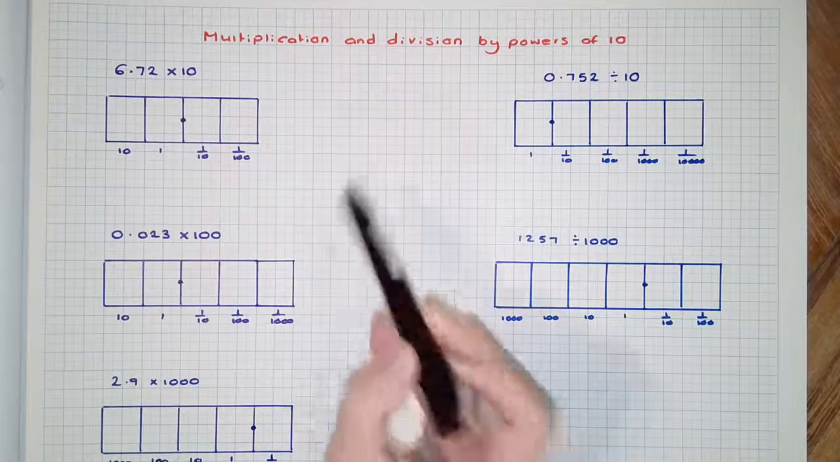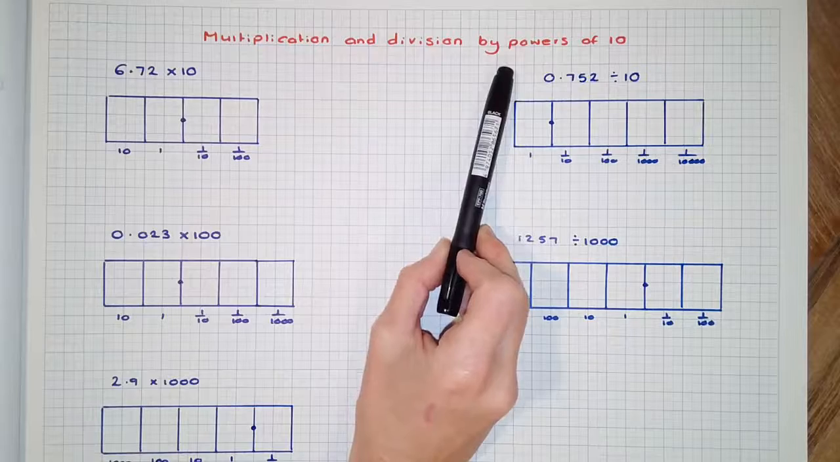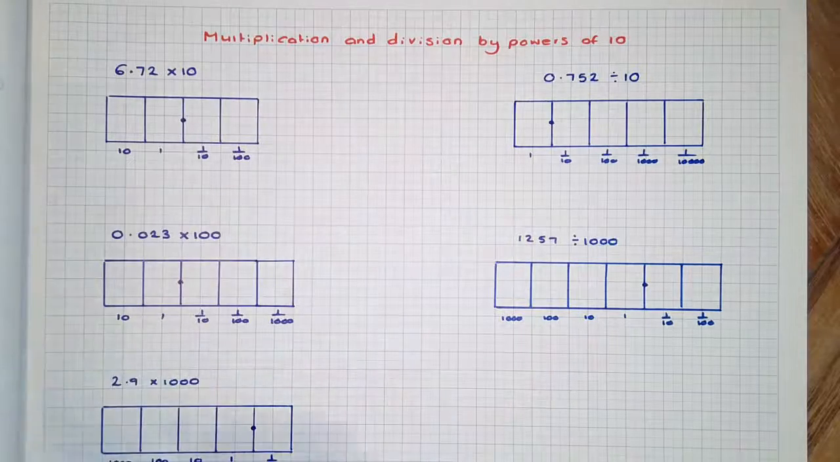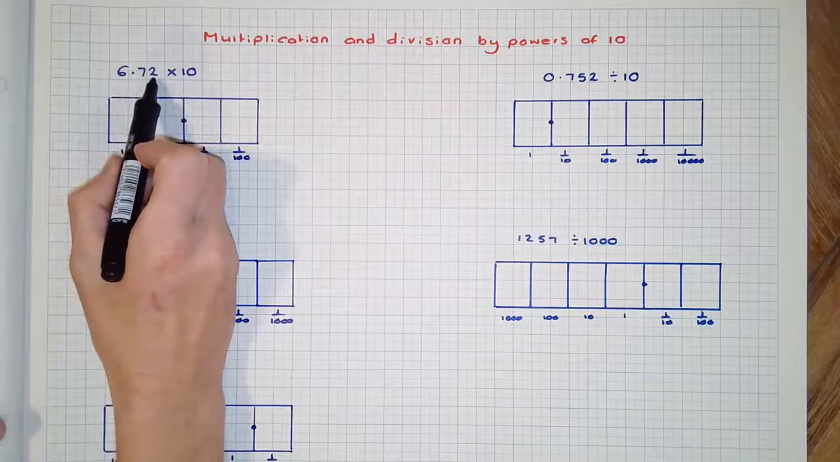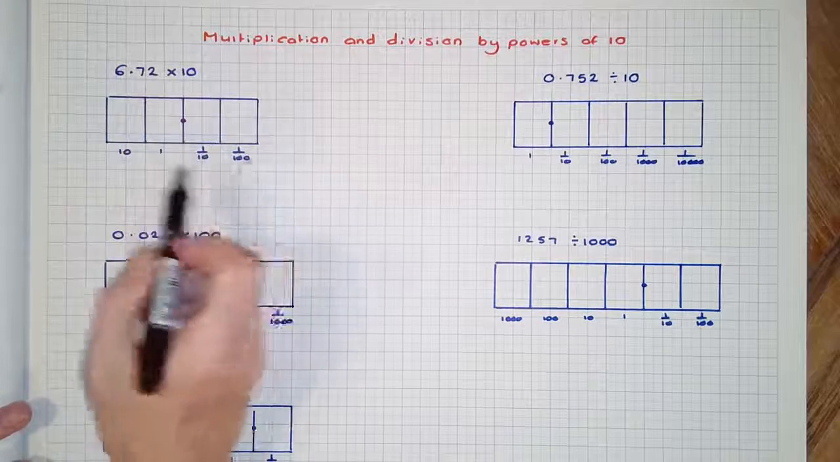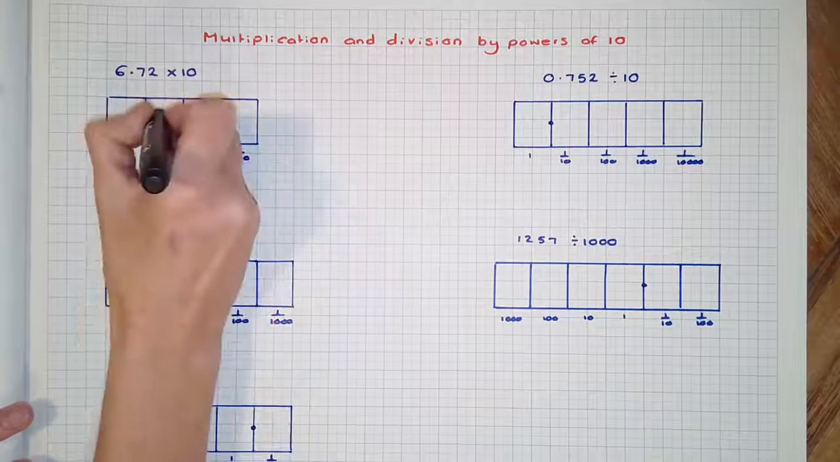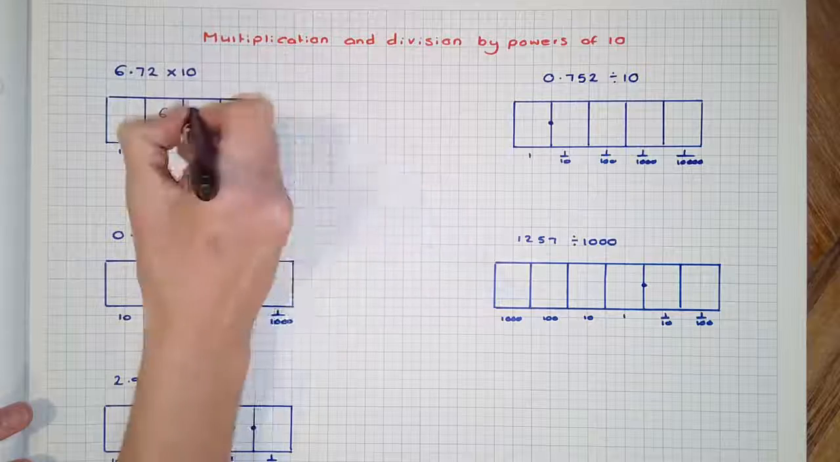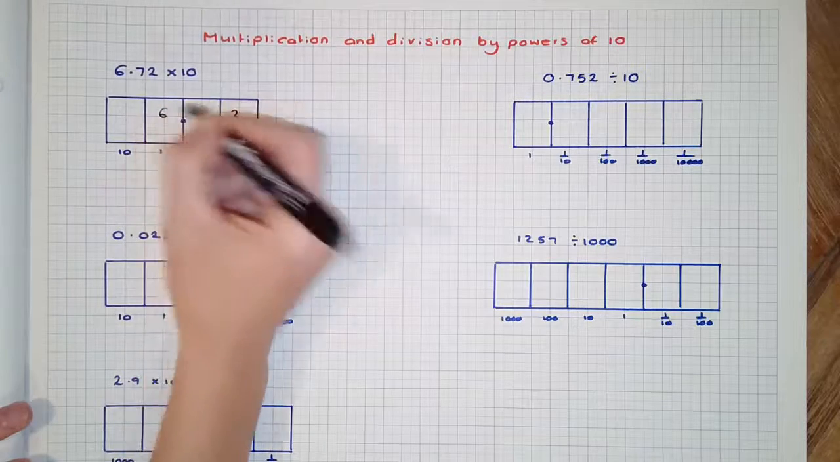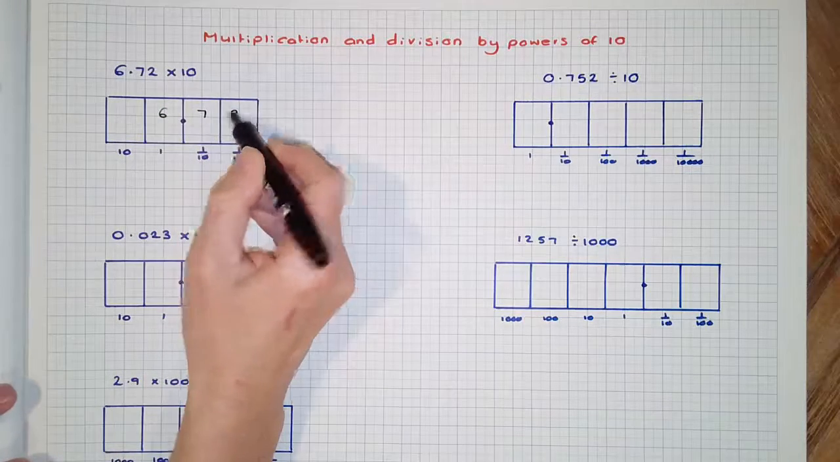In this video, we're going to have a look at multiplication and division of decimals by powers of 10. Our first example, 6.72 times 10. Here is a place value table. I will place in 6, and there's a decimal point, 72. That is 6 units, 7 tenths, and 2 hundredths.